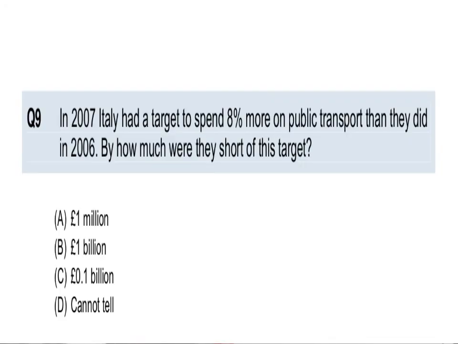Now look at the question. In 2007, Italy had a target to spend 8% more on public transport than they did in 2006. So by how much were they short of this target? The answer is $1 billion. Remember, they are all in billion. The answer is $1 billion.